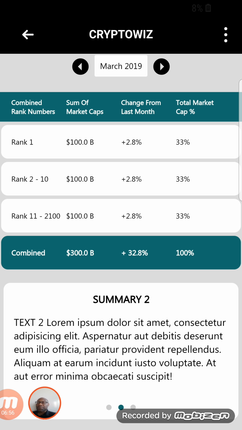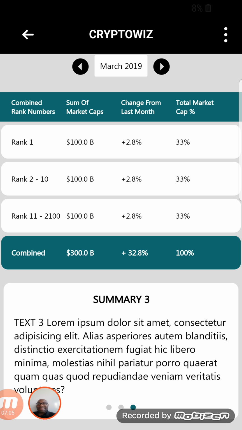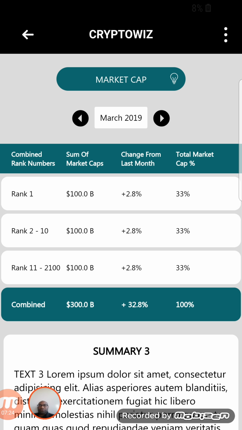So this historic perspective gives you some context as to how that specific group has been performing in the last 12 months. And then summary number 3, here we'll just put some takeaways, some tips, some heads up, so some extra information as to how you could best use this data to your advantage. All right. So this is market cap. And if you understand this basic setup of this one report, then the other reports are going to be very simple for you to understand.